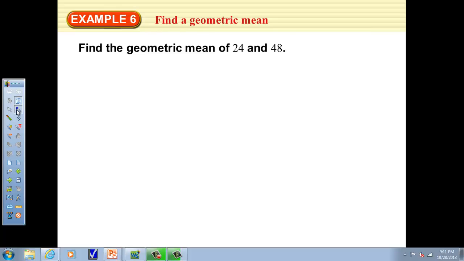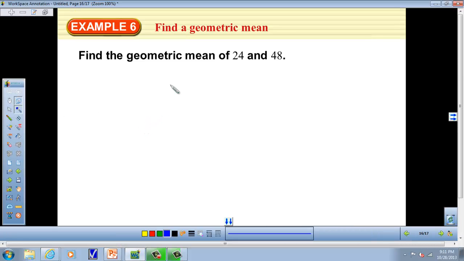Now, geometric mean. For geometric mean, we're saying that there are two numbers, and there's one number that geometrically is in between these two. This is different from arithmetic mean. We do not add them and divide by 2. What we do is we write proportions, and on 2 of them we write the numbers, 24 and 48, and on the other 2 we write x's. So this will give us the geometric mean.